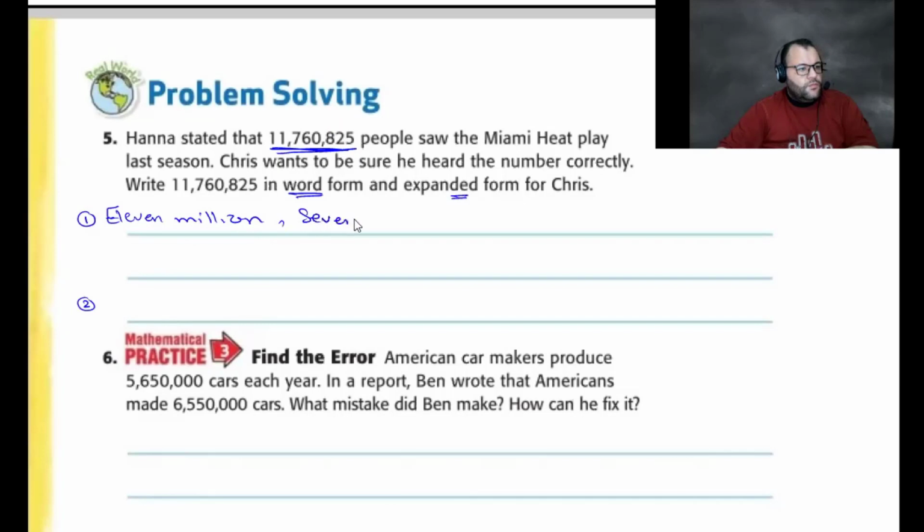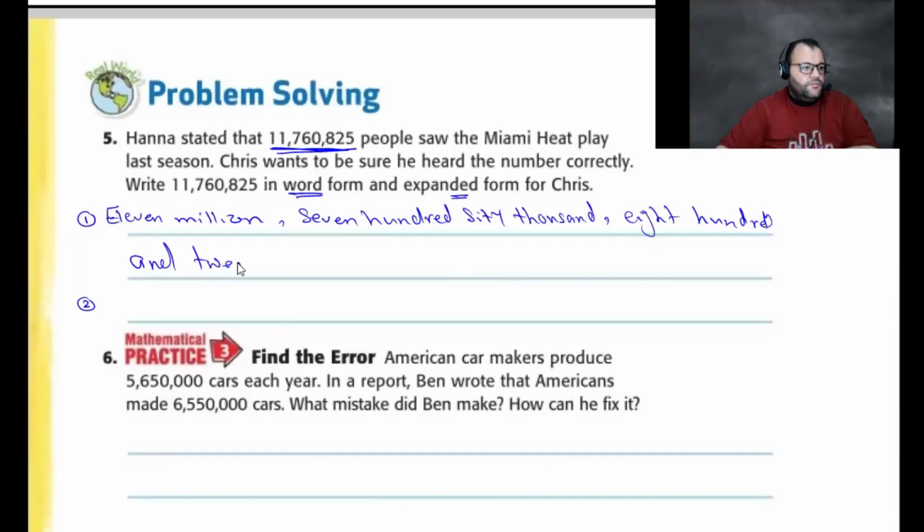700. Yes. 60,000. 800. Okay. And 25. Okay, so we need another one to solve this number in expanded form.